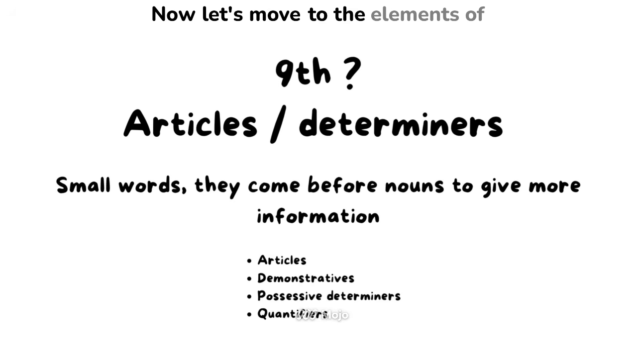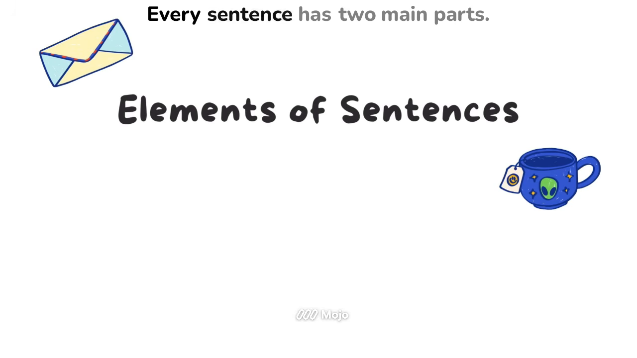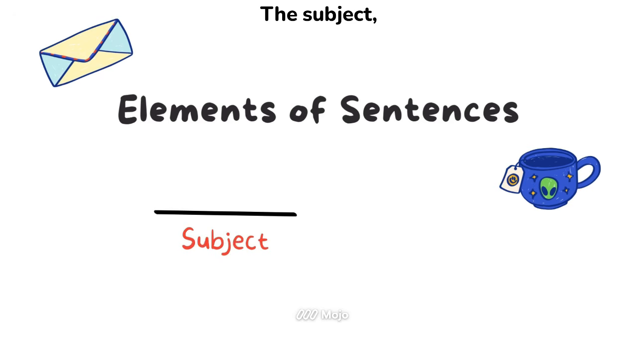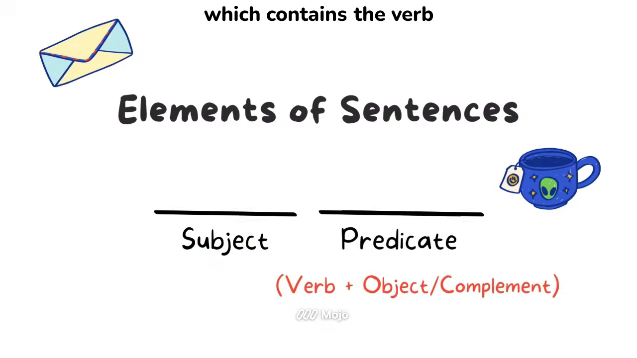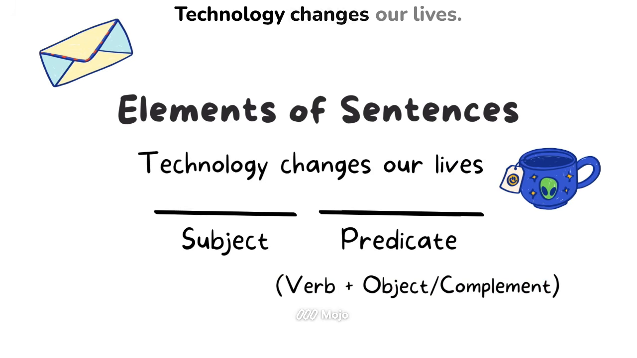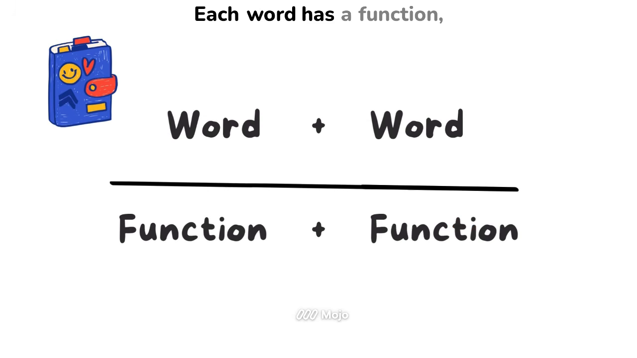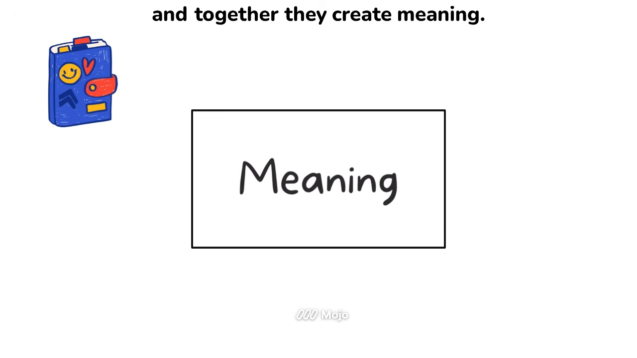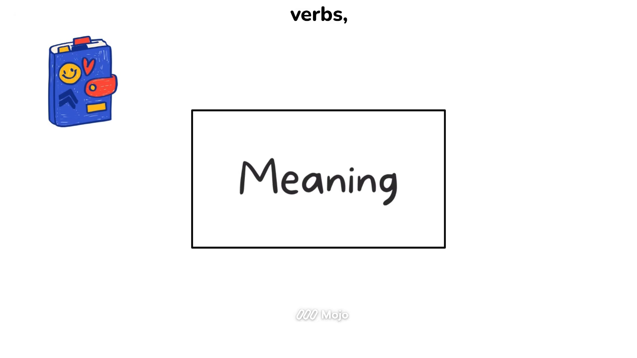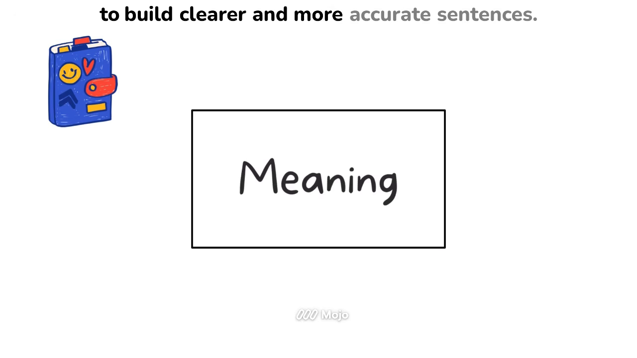Now let's move to the elements of a sentence. Every sentence has 2 main parts. The subject, which performs the action, and the predicate, which contains the verb and the object or complement. Example, technology changes our lives. The subject is technology, the verb is changes, and the object is our lives. Exactly. Each word has a function, and together they create meaning. By identifying subjects, verbs, and objects, you will be able to build clearer and more accurate sentences.